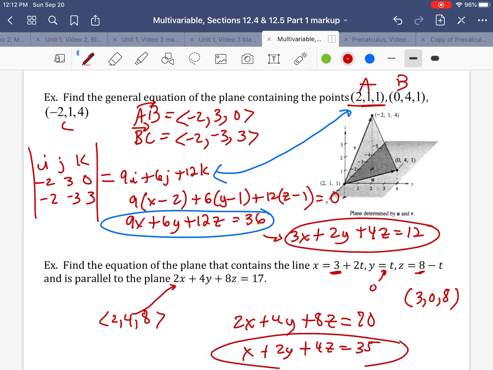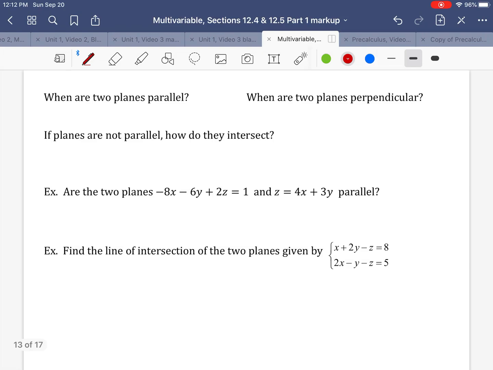Okay? All right. So moving right along here. When are two planes parallel and when are they perpendicular? So basically two planes are parallel when their normal vectors are scalar multiples.